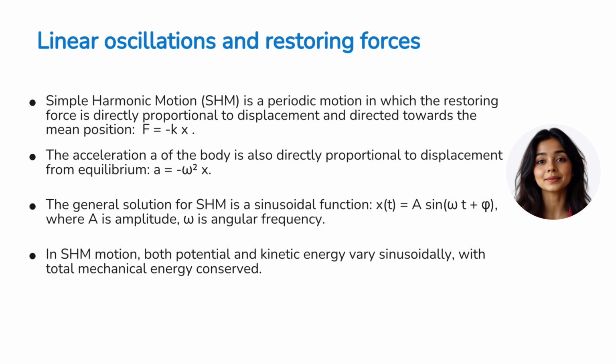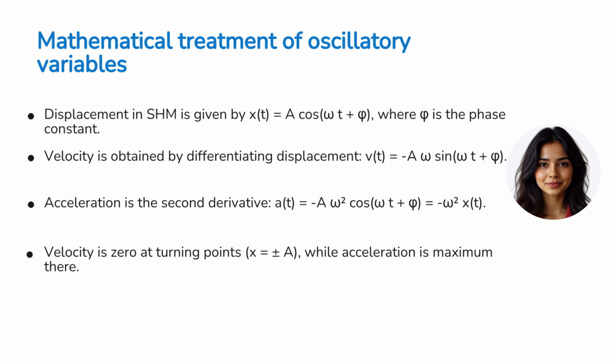Welcome back. Continuing our journey into simple harmonic motion, let's take a closer look at how displacement, velocity, and acceleration change as the object oscillates. Imagine you're watching a mass on a spring moving back and forth smoothly. What are these quantities doing at each moment?